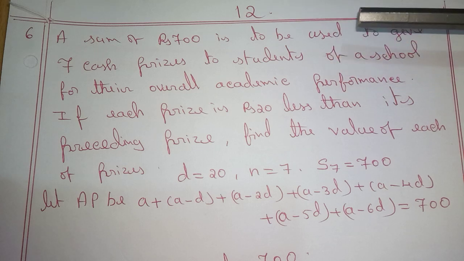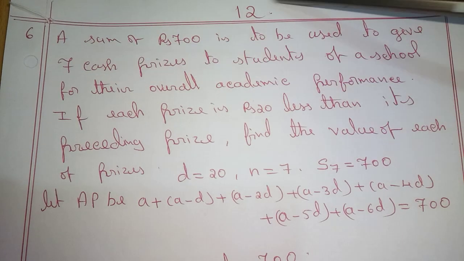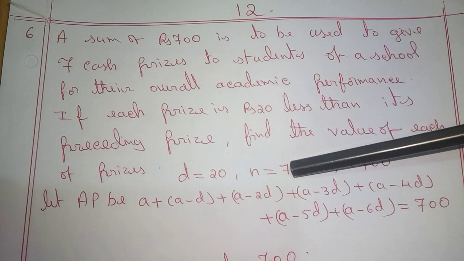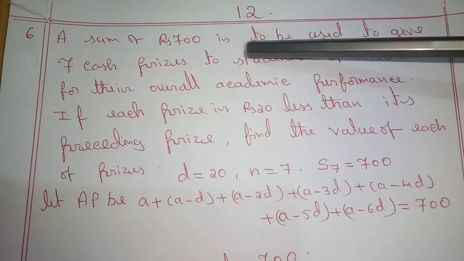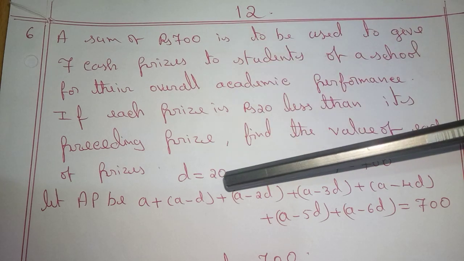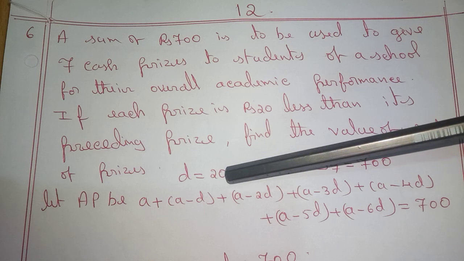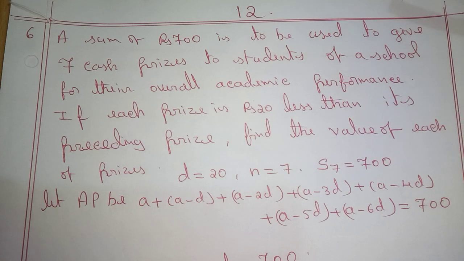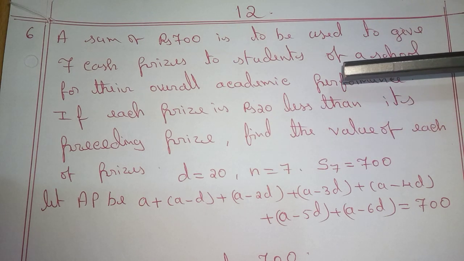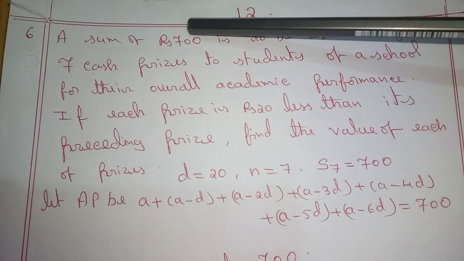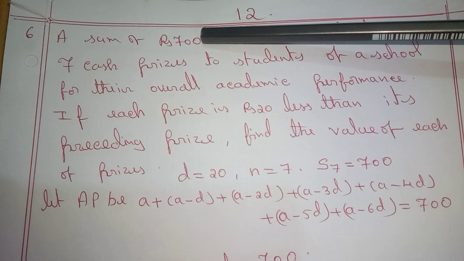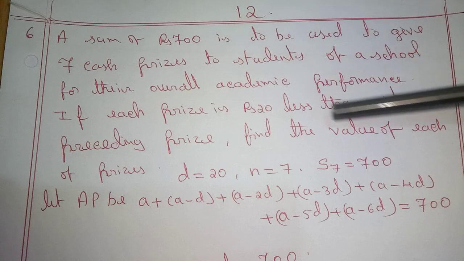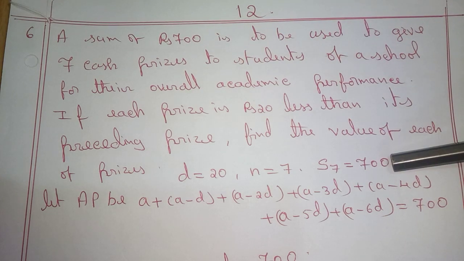How many prizes has to be given? 7. Then n is equal to 7. What is the difference between two consecutive prizes? 20. Therefore, D is equal to 20. Then, what is the total amount that has to be distributed? Rupees 700. Is that AN or SN? It is SN. S7 is equal to 700.